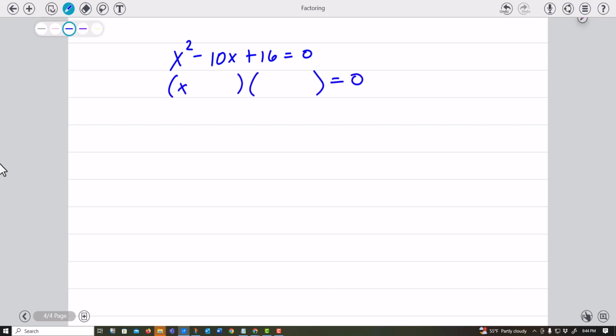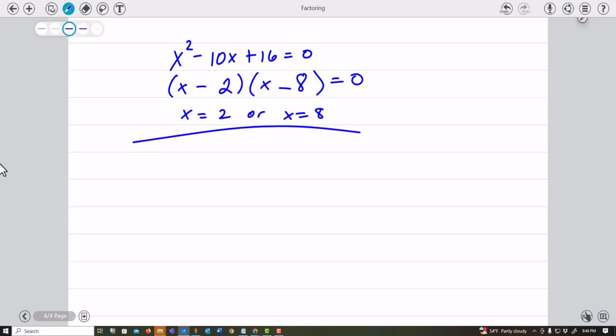x squared would be x times x, 16 would be 8 times 2. The last value is positive, the middle value is negative, which means both of these have to be negatives. So I would get x equals 2 or x equals 8. And so anything like that, you just have to be careful that you factor first.